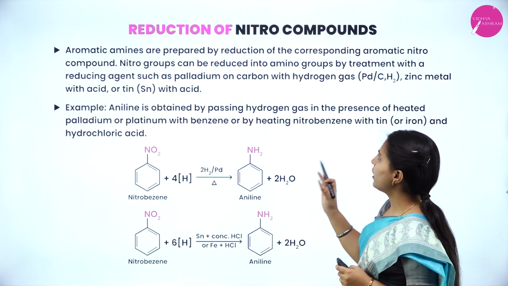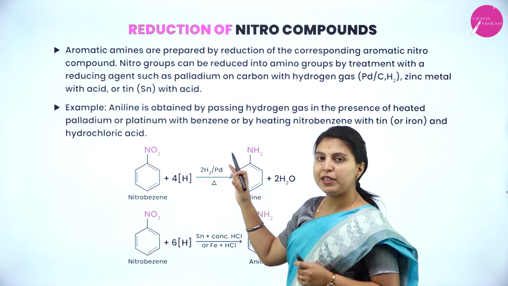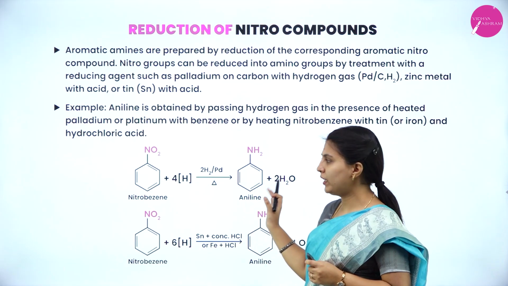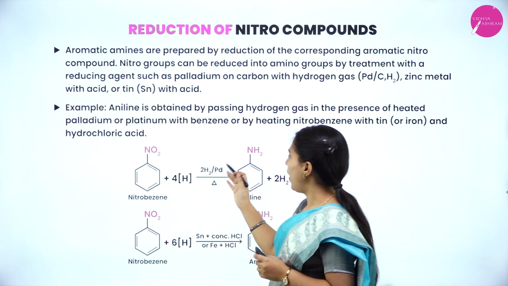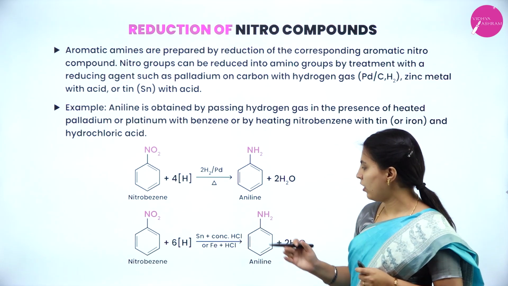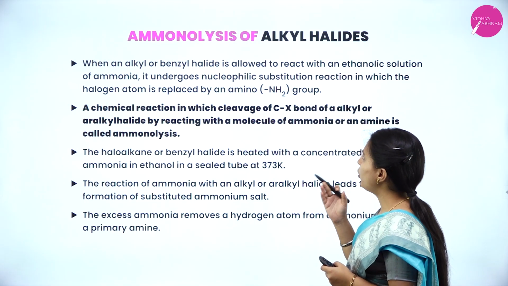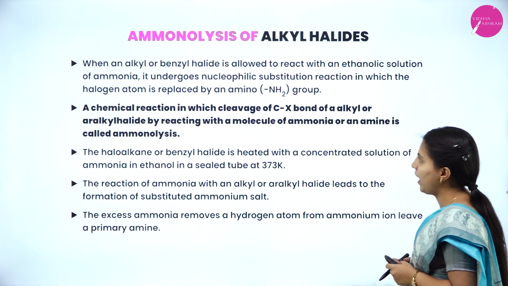This is how reduction of nitro compounds works. By this method the aromatic amines will be prepared. Here the reducing agent will be hydrogen with palladium, or tin plus concentrated HCl, or iron plus concentrated HCl. Next, ammonolysis of alkyl halides.